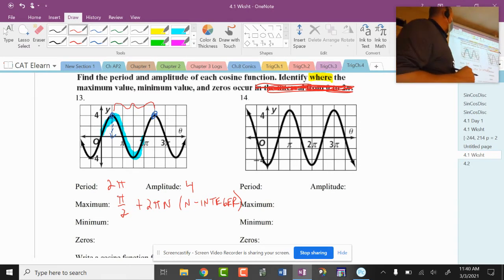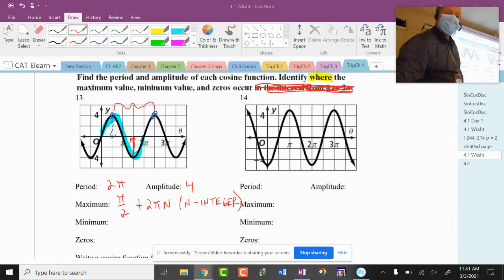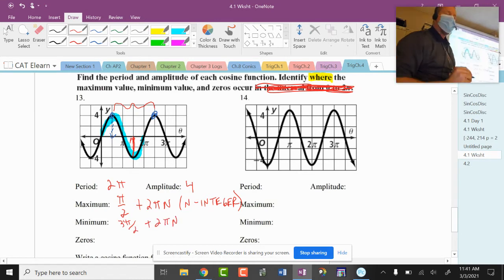Where does the minimum occur? Well, what's this one right here? This is obviously the minimum. What is this x value? 1 pi over 2, 2 pi over 2, 3 pi over 2, 4 pi over 2? Yes. So 3 pi over 2 is right. And then it's the same thing. Just to speed this up, they are also 2 pi n away. Sorry, we don't always have to say n is an integer.